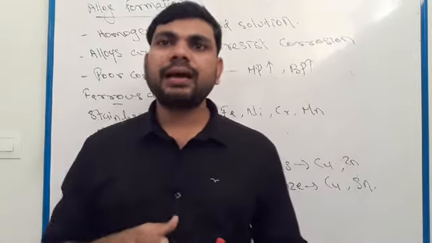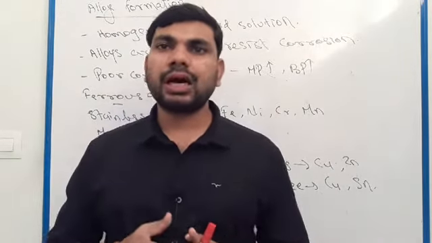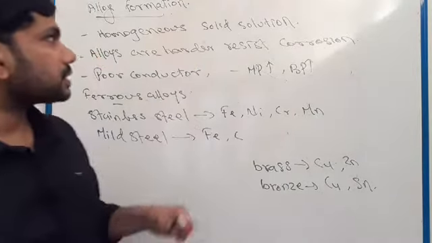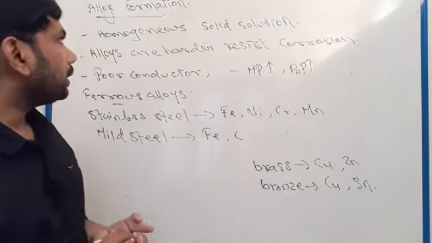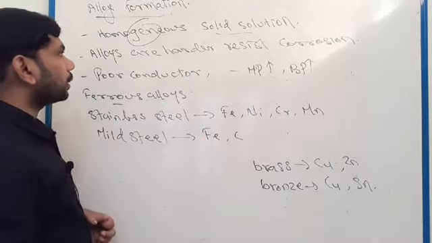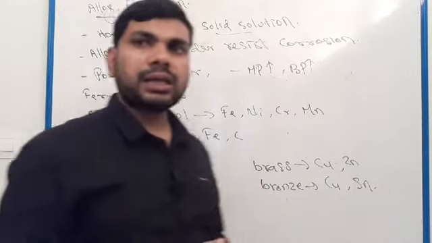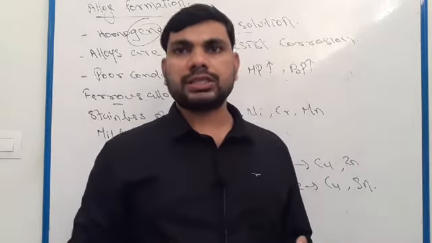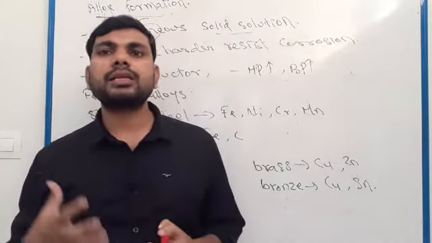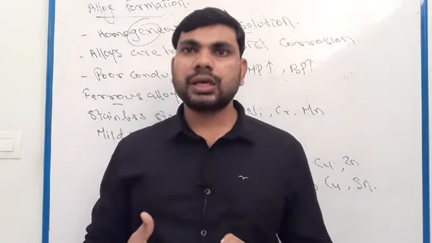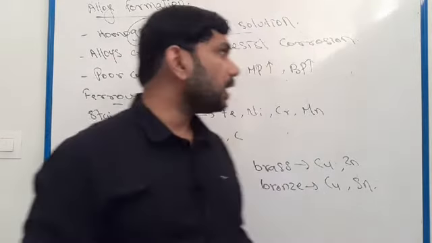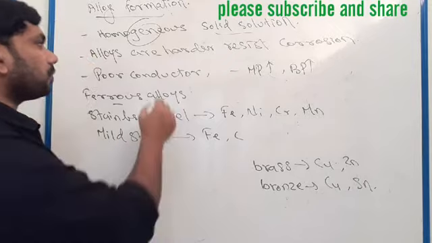Clear? Okay, next one we have to discuss here is alloy formation. Alloys are homogeneous mixtures of solid solution. Compared to pure metal, alloys show some better qualities. Alloys are much harder and show very high melting and boiling points compared to pure metals. Also alloys resist corrosion. But compared to pure metal, alloys are poor conductors of electricity.